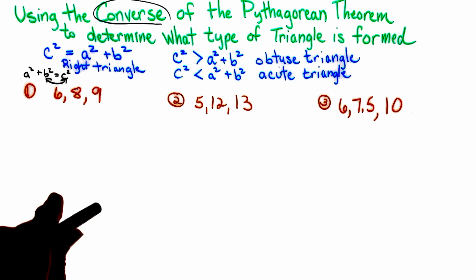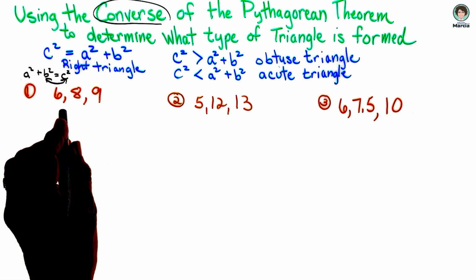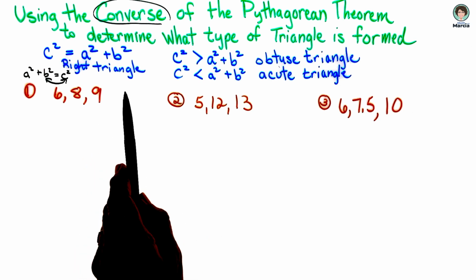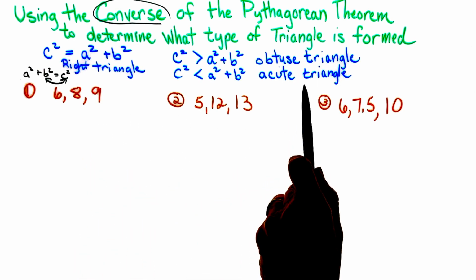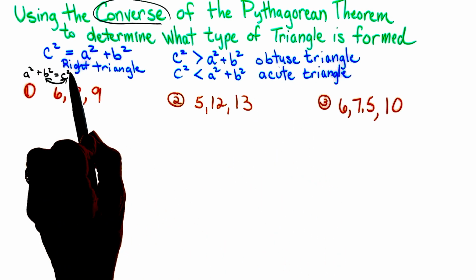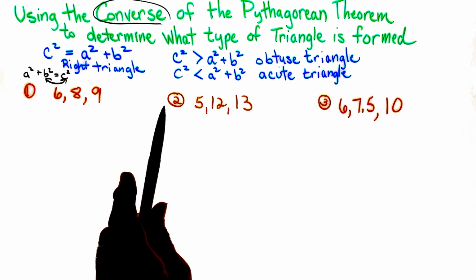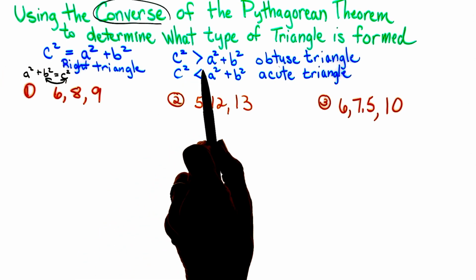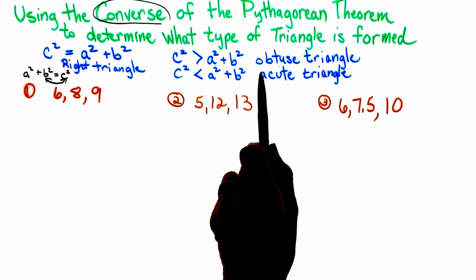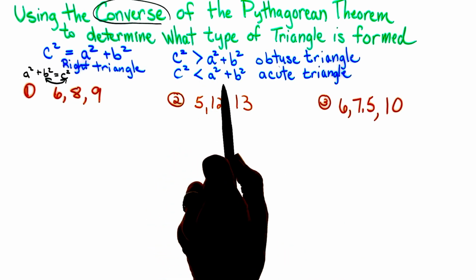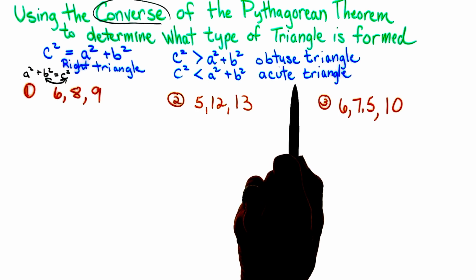But if we are given 3 lengths of a triangle, we're able to decide: is it a right triangle? Is it an obtuse triangle? Or is it an acute triangle? If we get an equal sign on both sides of this equation, then we have a right triangle. If c squared is greater than a squared plus b squared, we have an obtuse triangle. If c squared is less than a squared plus b squared, we have an acute triangle.